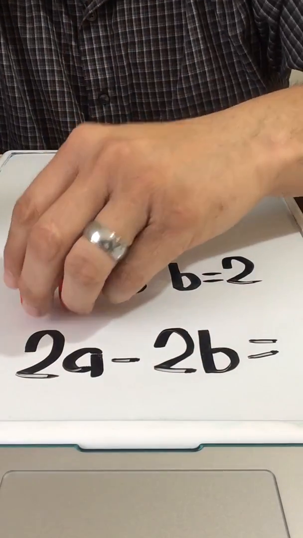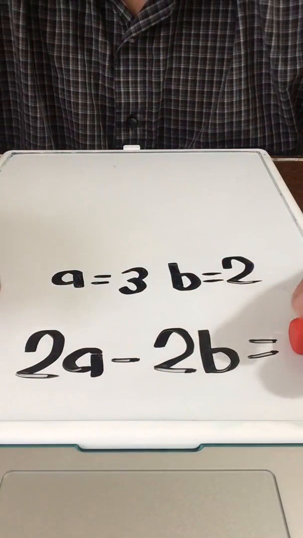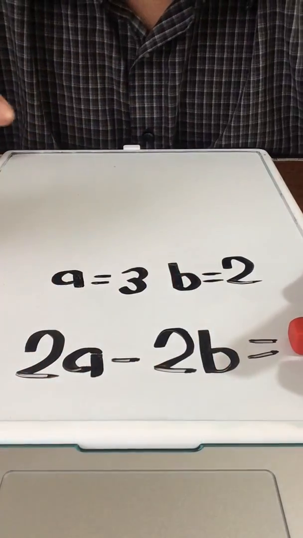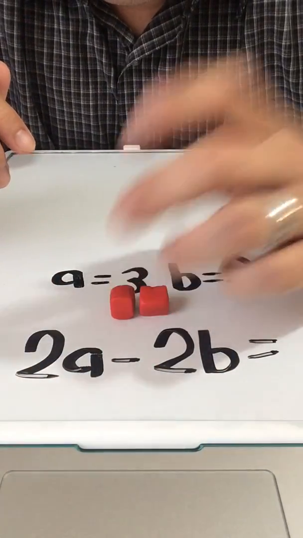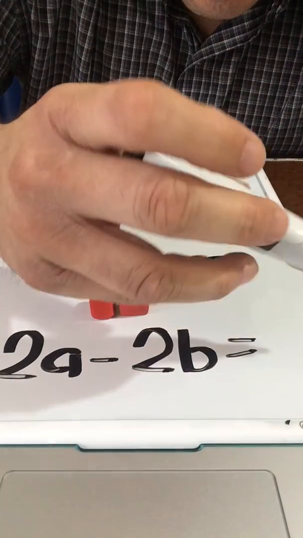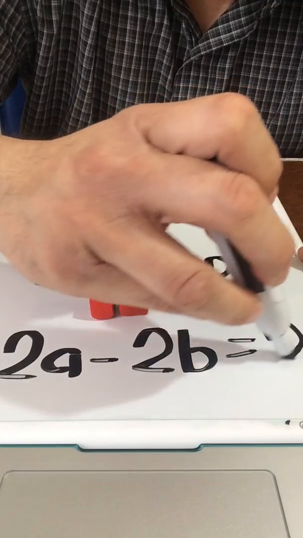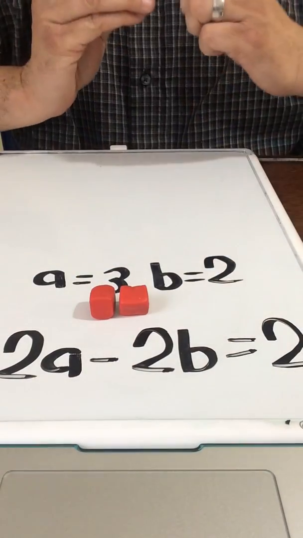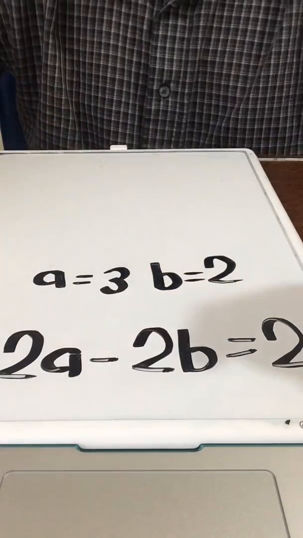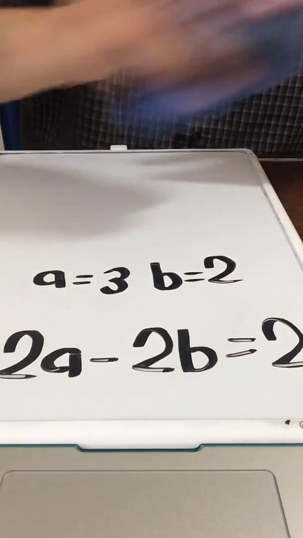So the answer being 2 times 3, 6, minus 2 times 2, 4, is 2. And that's the answer to the problem. And hopefully that'll help. Using the manipulative will help the little ones understand how you reach that conclusion to that problem. So I'm going to erase this.